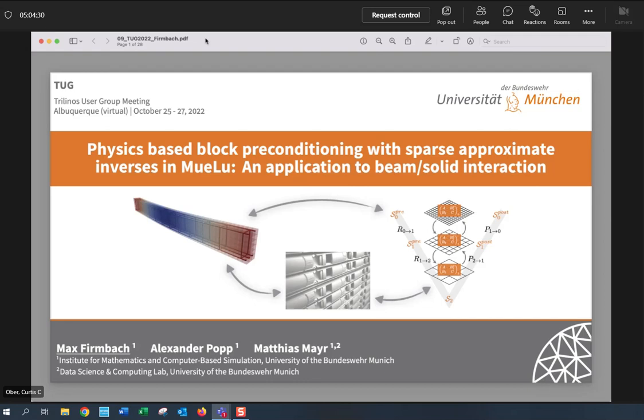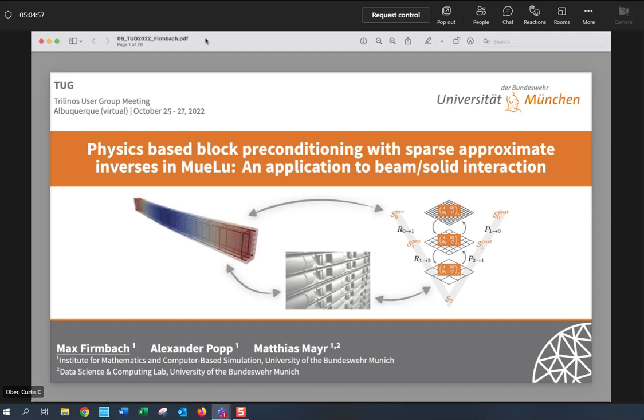Today I will talk about physics-based block preconditioning, which is a collaboration with Alexander Popp and Matthias Mayr at the University of the Bundeswehr in Munich. And I will talk a little bit about how we use MueLu and sparse approximate inverses to do this preconditioning, and an application case would be beam-solid interaction.